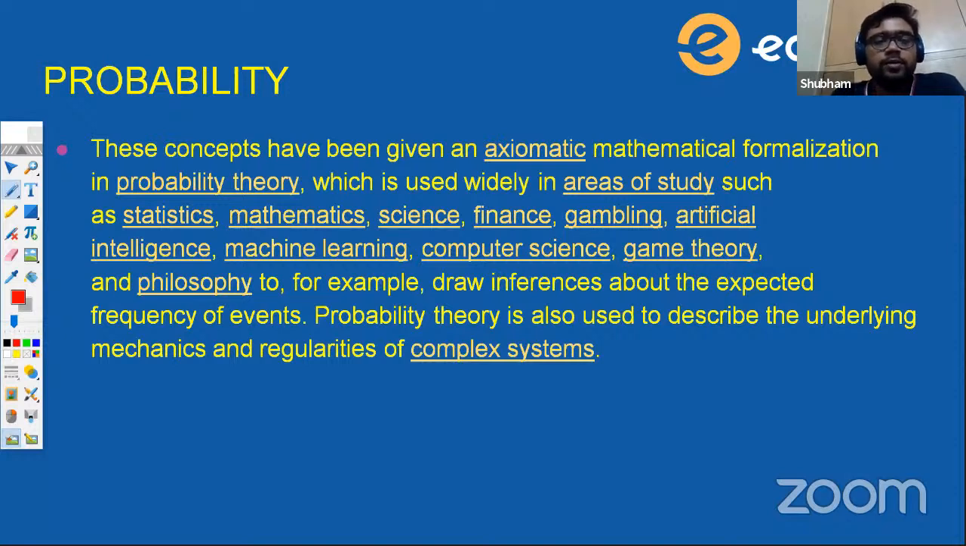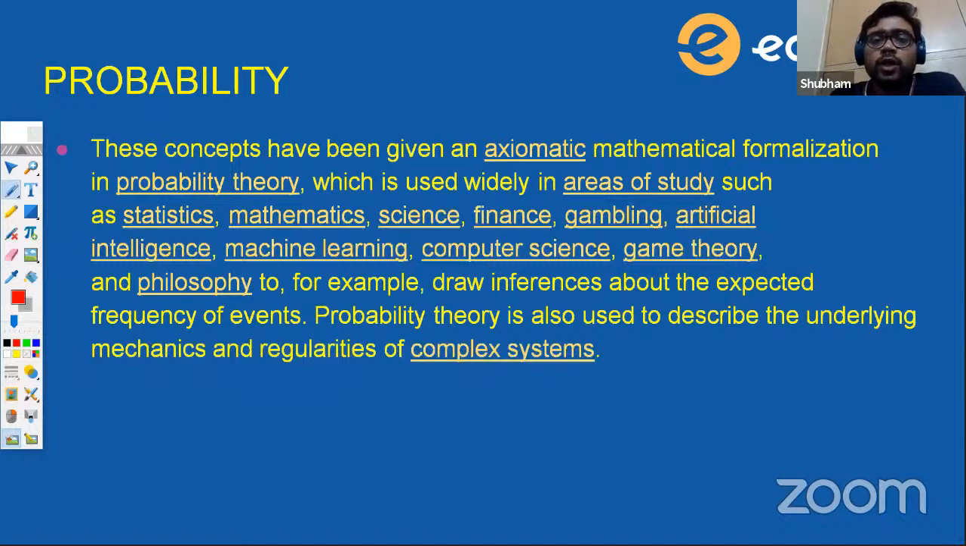Okay. Now, where do we use probability? As you can read in the slide, these concepts have been given an axiomatic mathematical formalization in probability theory, which is used widely in areas of study such as statistics. So we use probability in statistics, mathematics, science, finance, gambling, artificial intelligence, machine learning. We are more interested in artificial intelligence, machine learning, computer science, game theory, and philosophy.